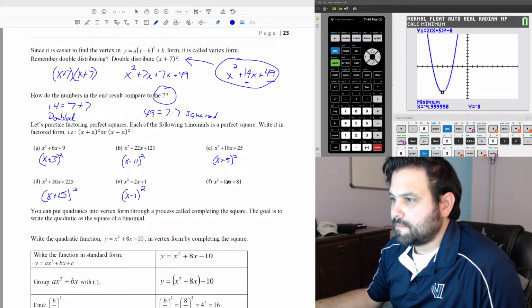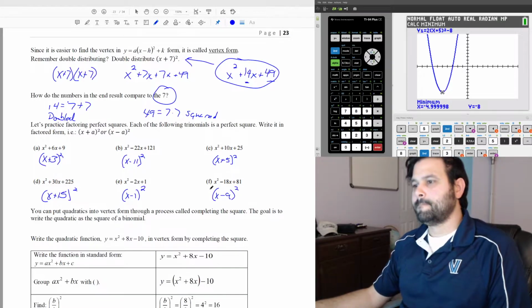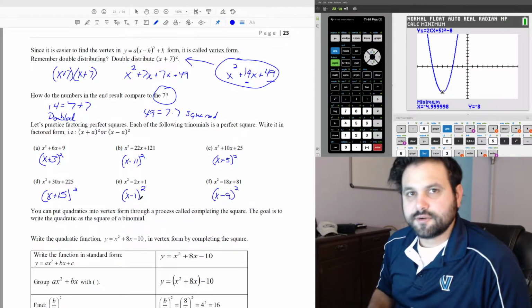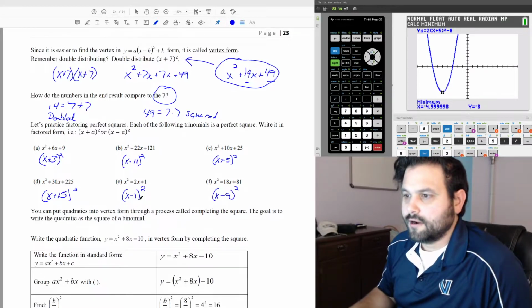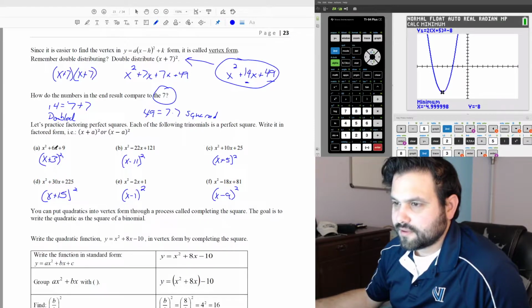Part F, x squared minus 18x plus 81. It's going to be x minus 9 squared. Okay, so this is the idea we're going to use when completing the square. What I want you to notice is sort of how I came up with these numbers.